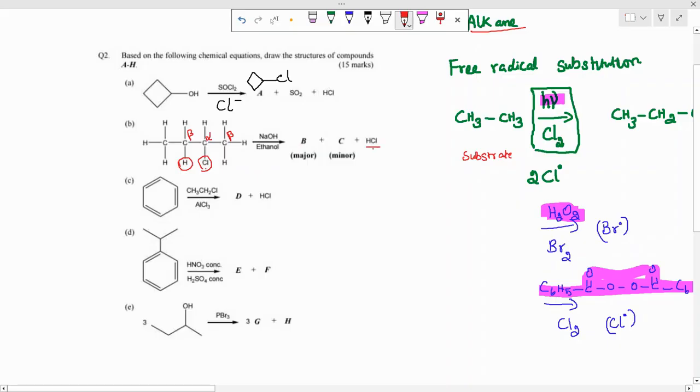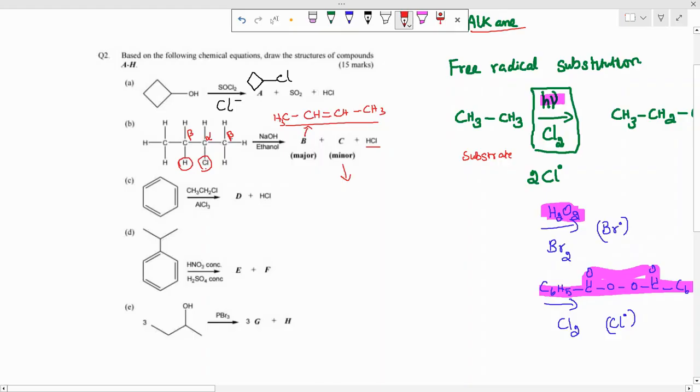Look at this. HCl has been removed, and then CH3 will be like this, and then CH will be there, because we have removed one HCl: the H here and the Cl here. So CH3. This is actually the major product. The minor product also will be formed.